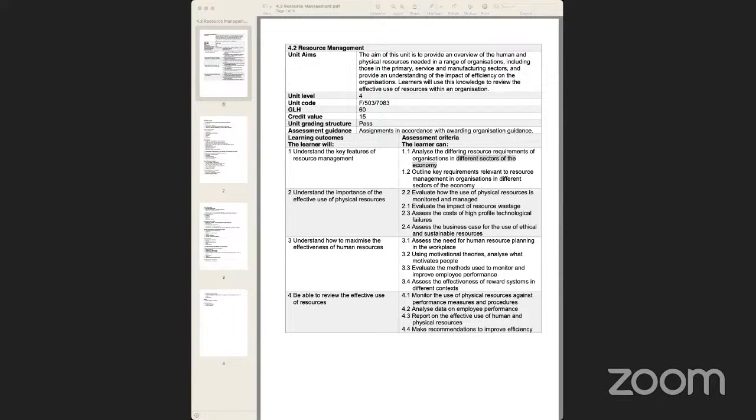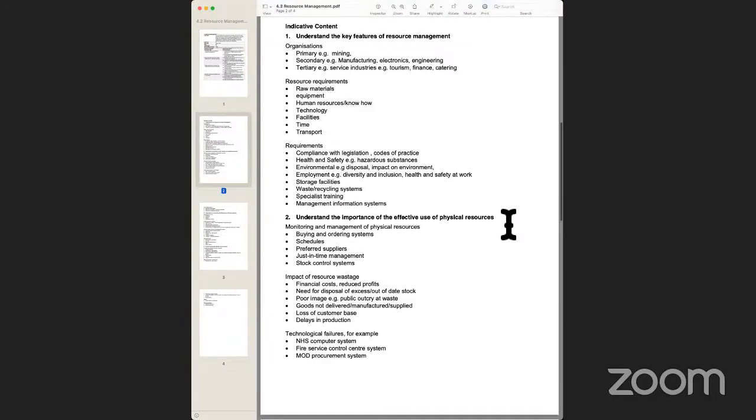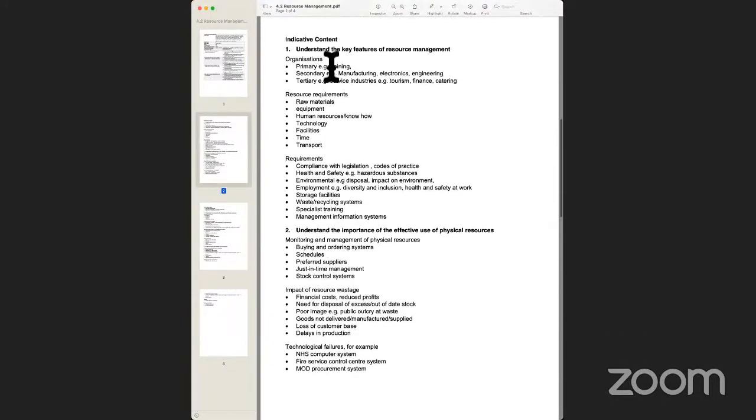So what we would do in the first learning outcome would be to broadly understand these two assessment criteria. And if I look at the indicative content that we need to cover for the first learning outcome, we'll be covering some of these in our discussion with regards to learning outcome 1, which basically focuses on understanding the key features of resource management. So let's get into the presentation, which would allow us to discuss this in a bit more detail.